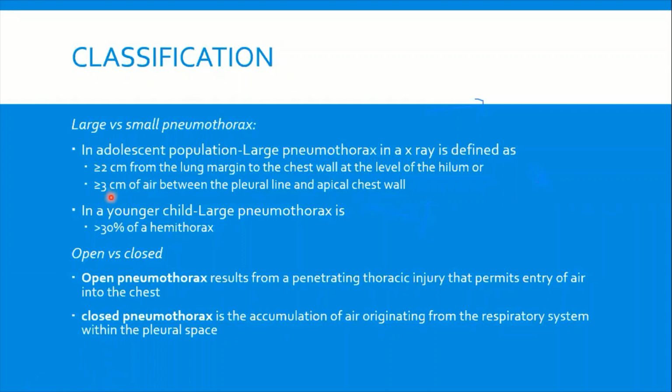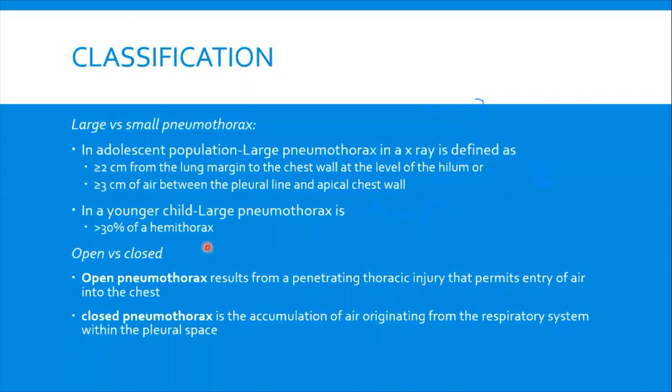What do you call otherwise? If there is more than 3 centimeters of air between the pleural line and the apical chest wall, even then it is called a large pneumothorax. What about younger children? If more than 30% of the hemithorax is made up of air, not lung, then you call it a large pneumothorax.